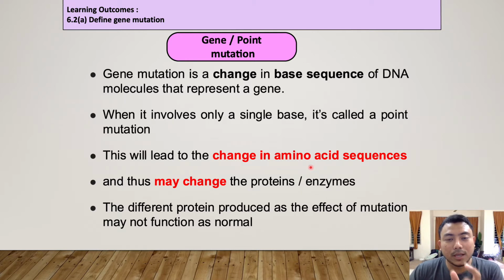Okay, remember when we read DNA sequence codon by codon, each codon will encode for a specific amino acid. So when the codon is being wrongly encoded, i.e. having mutation, mana berlaku mutation, so bila codon tu salah, amino acid tu pun akan salah juga. And thus may change the proteins or enzymes that is intended to be produced. Sepatutnya hasilkan protein lain tetapi protein lain yang terhasil. Why? Because susunan amino acidnya sudah berubah. The different protein produced as the effect of mutation may not function as normal due to the mutation.